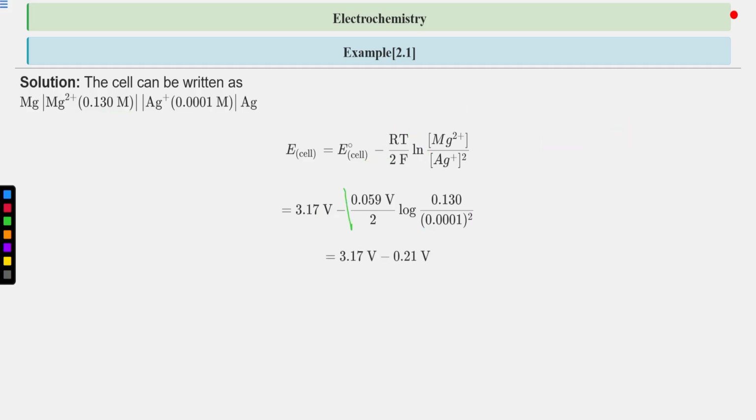So when you solve this whole term, it will be 0.21 volt. 3.17 is the standard cell potential, so 3.17 minus 0.21, you have to subtract it, and it will be 2.96 volt. So the cell potential, E of cell, is coming out as 2.96 volt, and we have derived it by using the Nernst equation.